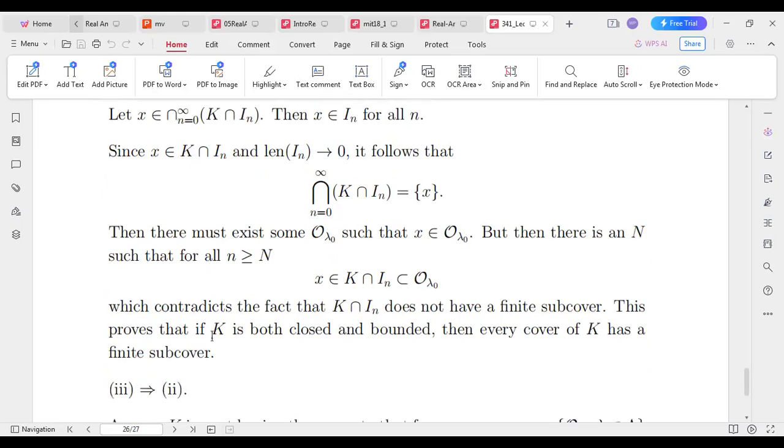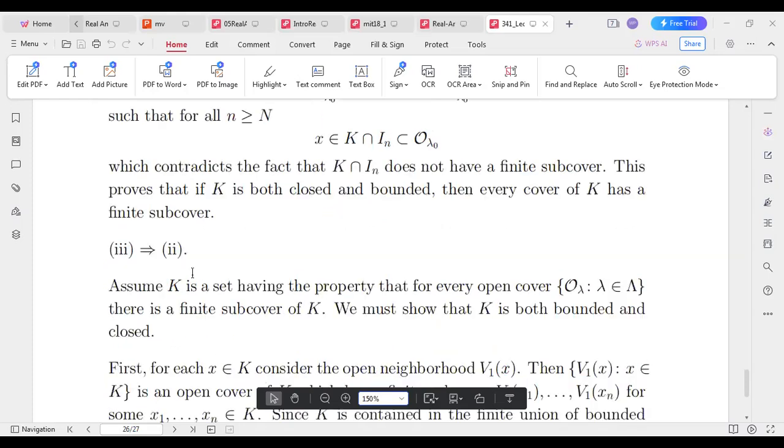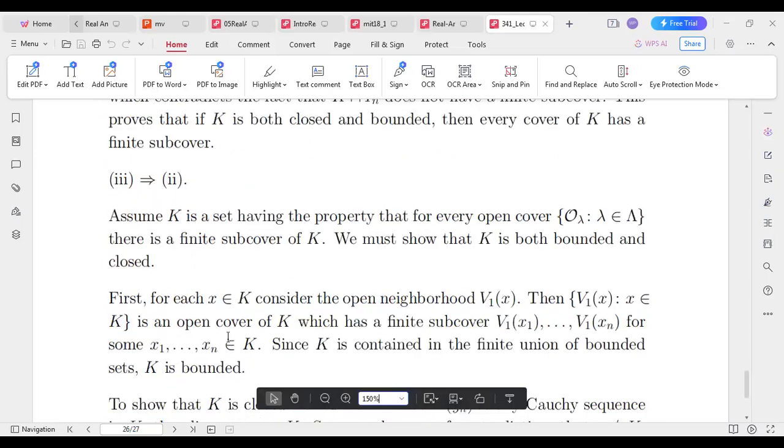This proves that if K is both closed and bounded, then every cover of K has a finite subcover, from 3 to 2. That means if it has a finite subcover, then it will be bounded. Assume that K is a set having the property that for every open cover U_lambda, lambda belongs to A, there is a finite subcover of K. We must show that K is both bounded and closed.